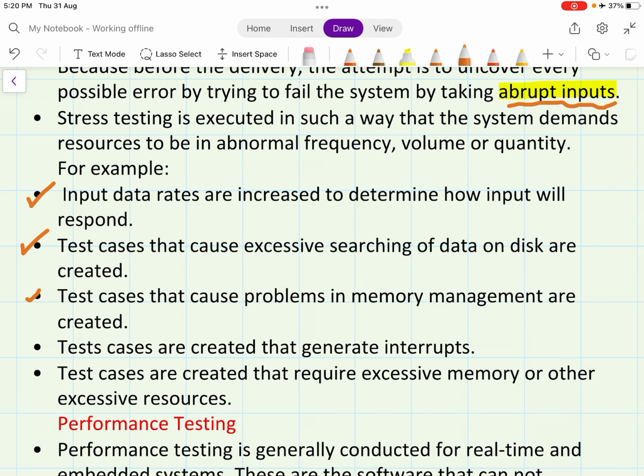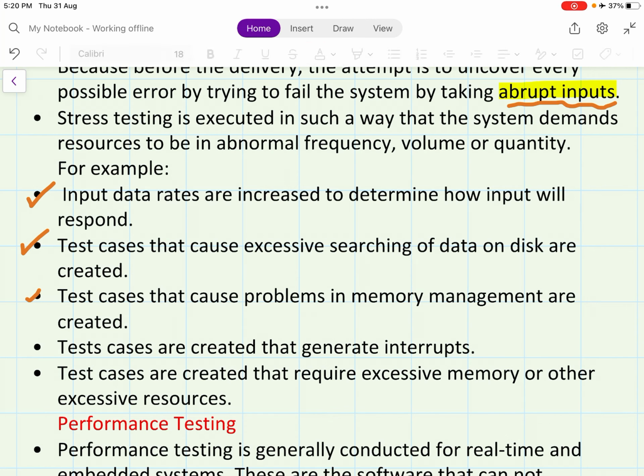Input data: so many number of 2's followed by many number of zeros. So 2 followed by 0 0 0 0 0 0 0 0 0 0 and so on will be there. This way you will increase the input to check whether the system is responding or not. Then memory management problem, how is it solving that? How is it solving the excessive searching problem? Test cases are created that generate interrupts.